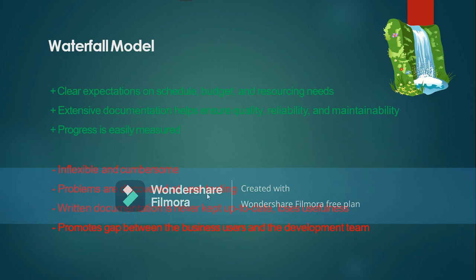And progress is easily measured, because it's a long project. You easily get to know what is happening and what is not happening. Cons are it's very cumbersome and inflexible. For example, in testing you realize something was wrong in requirements, but you cannot roll back. You cannot go back by any chance. You are forbidden to do something which you think we should have done. That is a very big negative or con of this model, I would say.